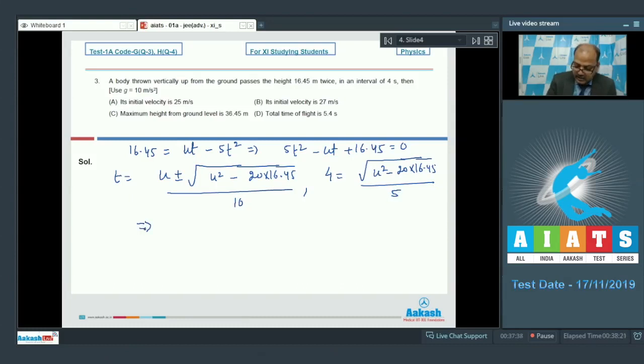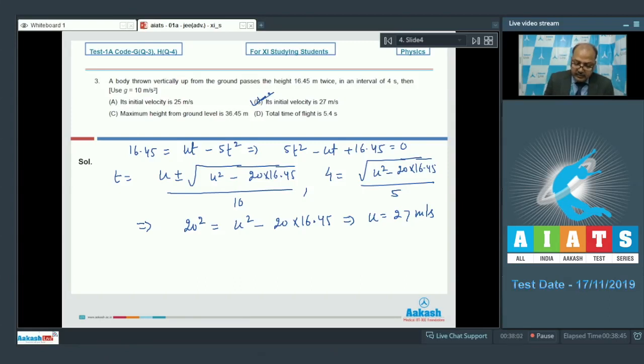This means 20 square is equal to u square minus 20 into 16.45. Solving for u, we get u is equal to 27 meter per second, which means option B is correct.